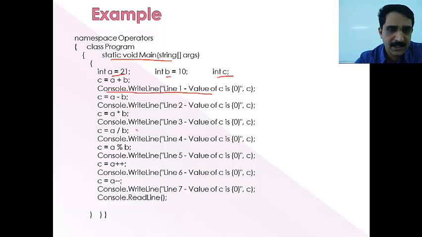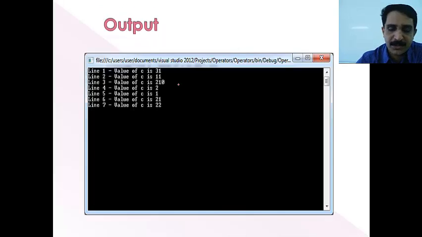Look here, 21 divided by 10. Please note that this is the percentage operator. This is used for integers, that means the remainder after the integer division. So you can see A percentage B.